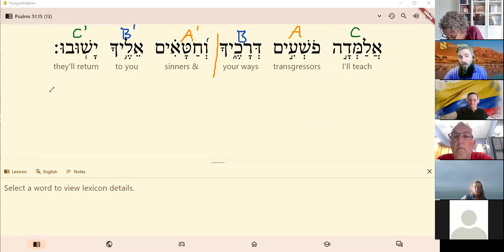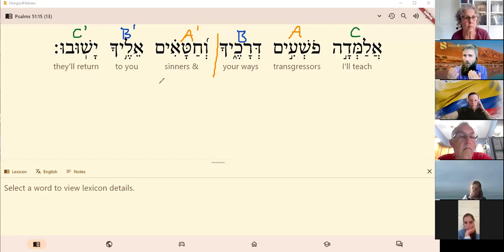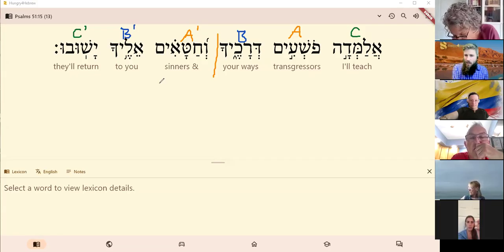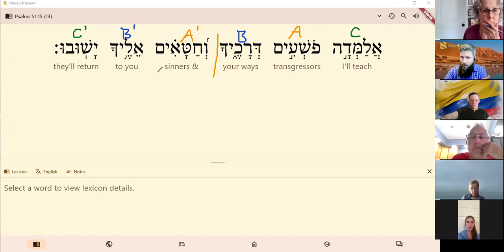Well, what we do have going for us here is that they're both verbs. So in that sense, they're parallel. Also, learning and returning to God, those are parallel ideas. What isn't the same here is the subject. I shall teach or I want to teach versus they will return. But then again, what if one is just the result of the other? I teach, they return. Yay! I still think they're parallel, even though they're not as tightly in parallel as maybe the other two were. Alamda. What kind of a word are we looking at here?